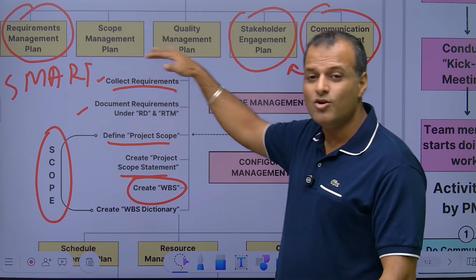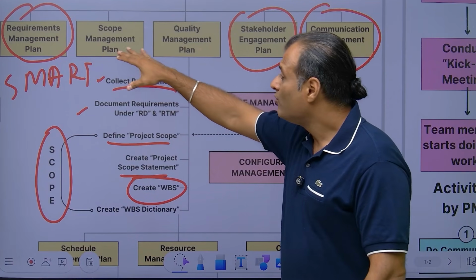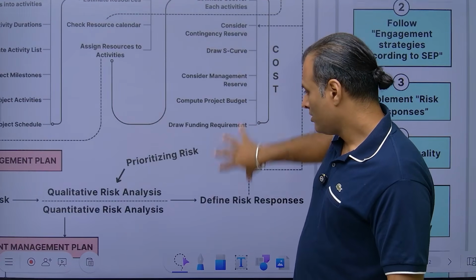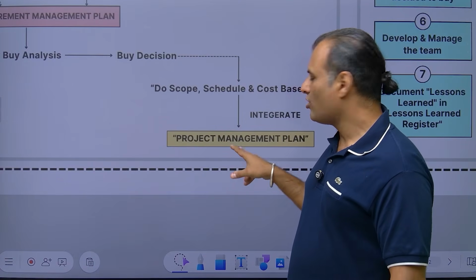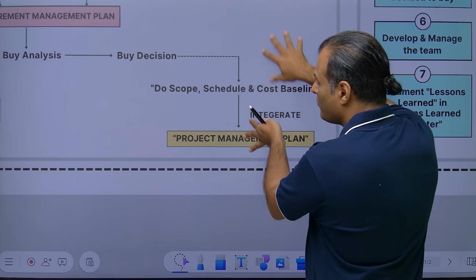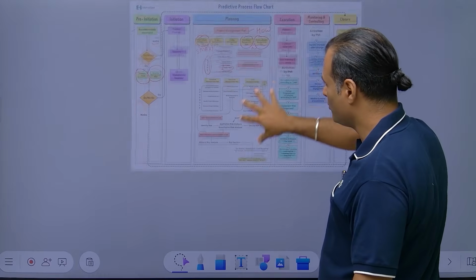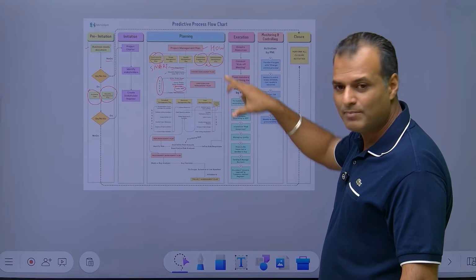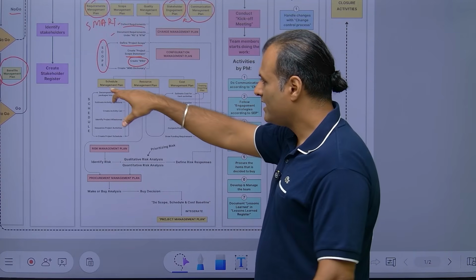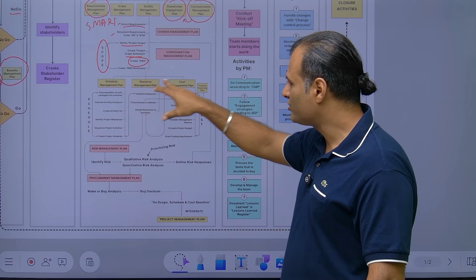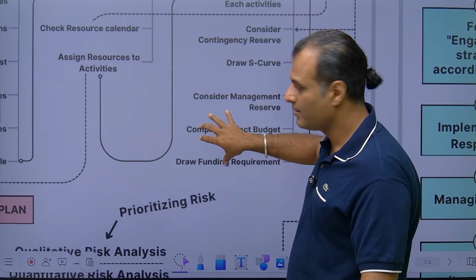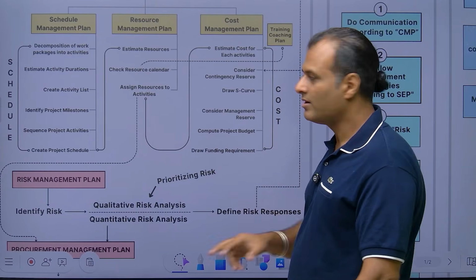Once all this is done, keep one thing in mind: once everything is done, you are updating your project management plan. Very, very important. Now this is your updated project management plan. Once everything gets completed, you update your project management plan. Now let's come to the next set, which is schedule, resource, cost. Now you can see it properly. Now first is schedule.